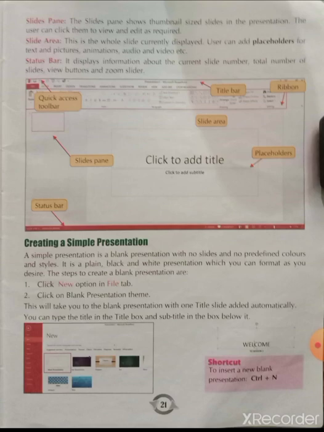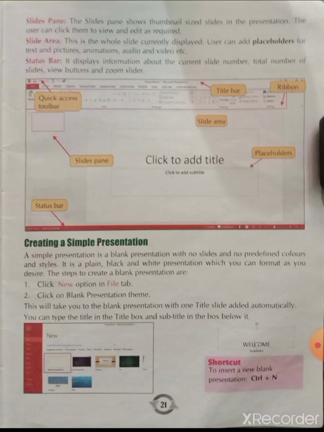So the status bar shows you what? Different types of views, then the slide number, then the total number of slides you have created, and then view buttons to see your presentation in different views, as well as a zoom slider to zoom in. Understanding, children? So there are a total of 6 main components of a PowerPoint window.